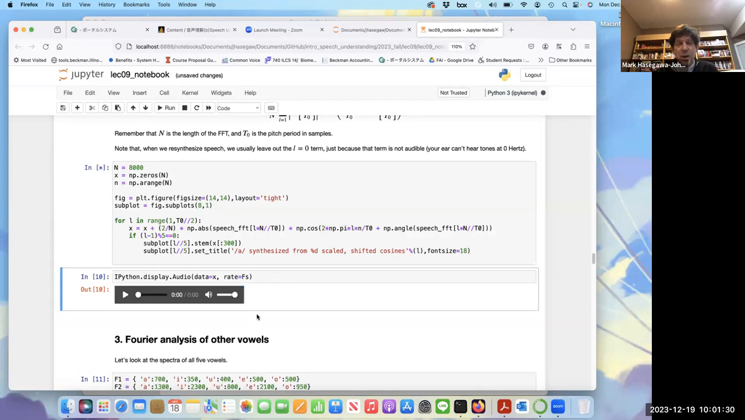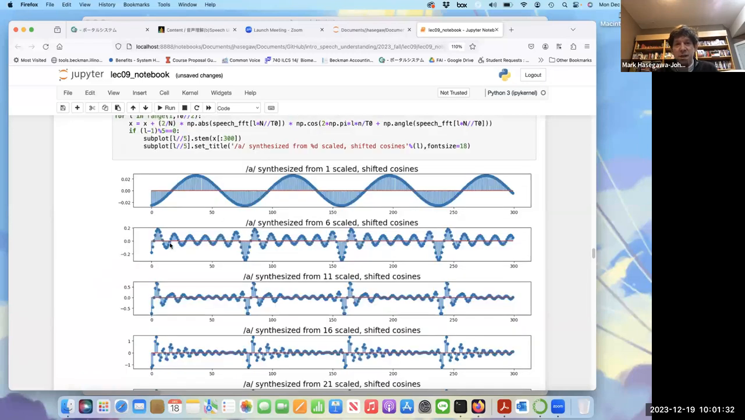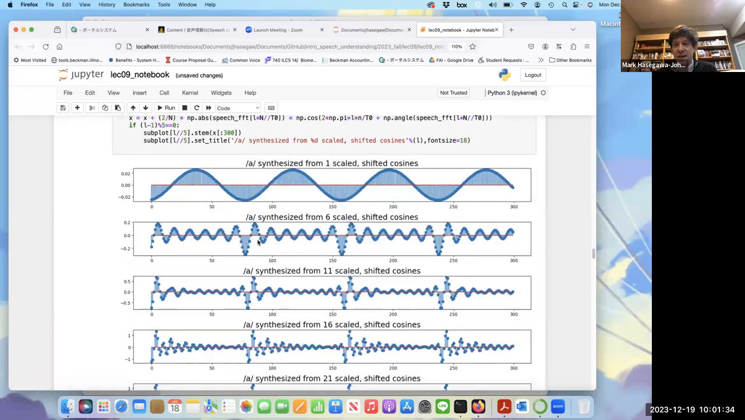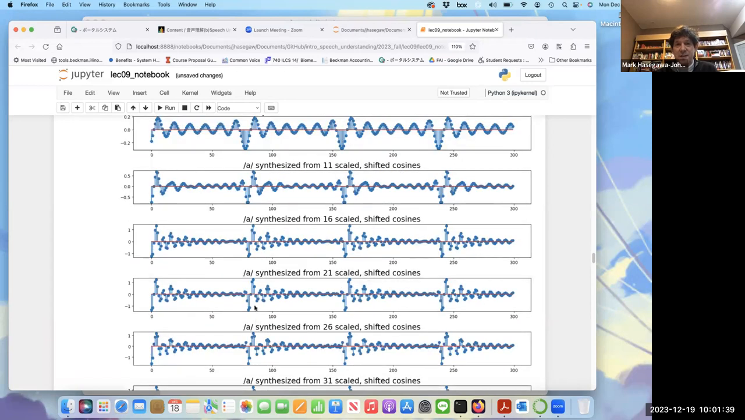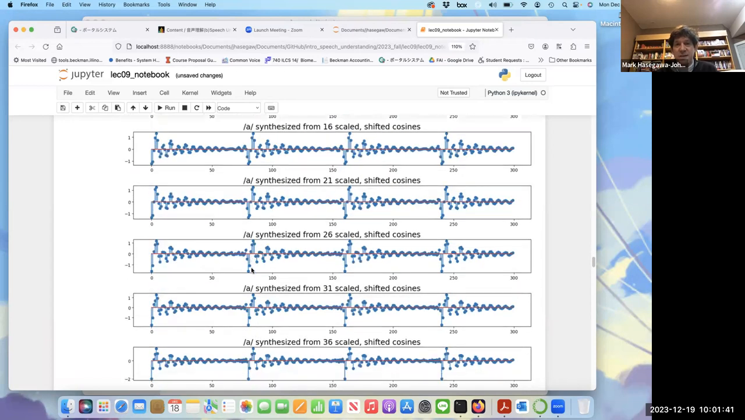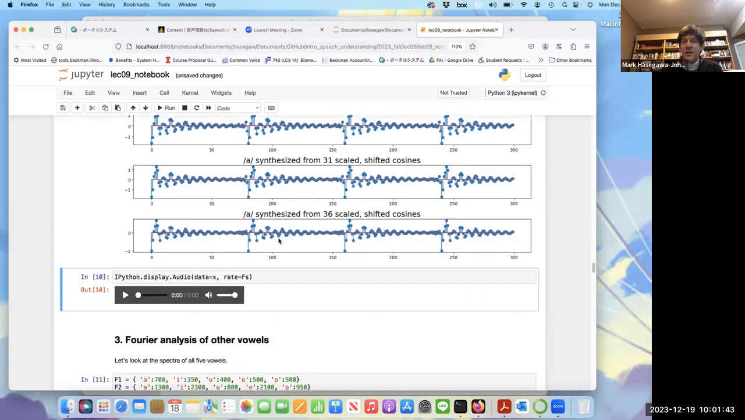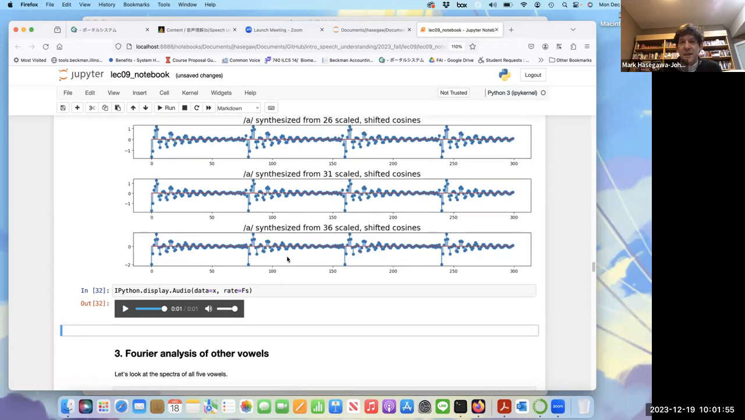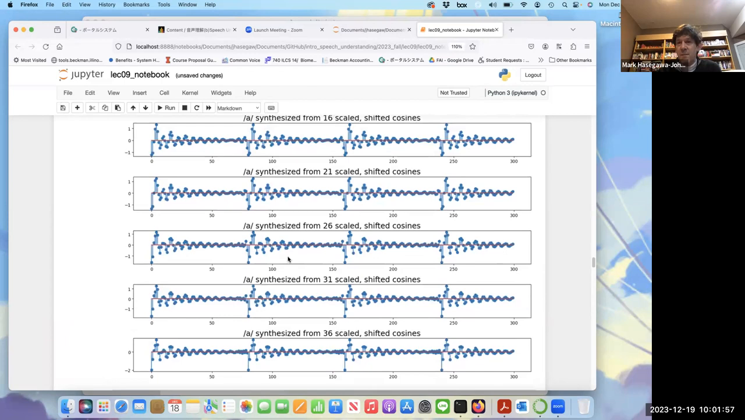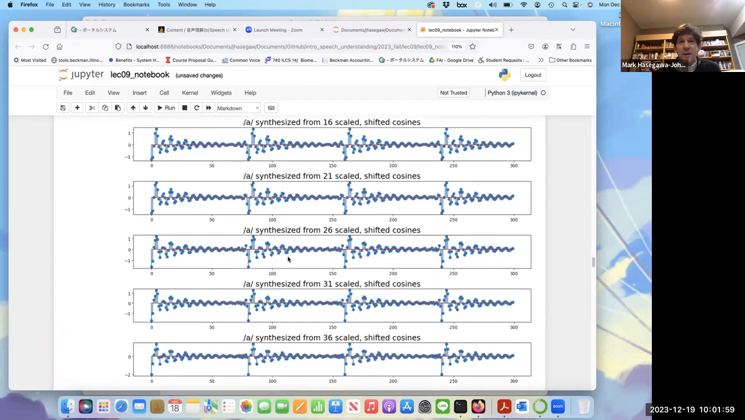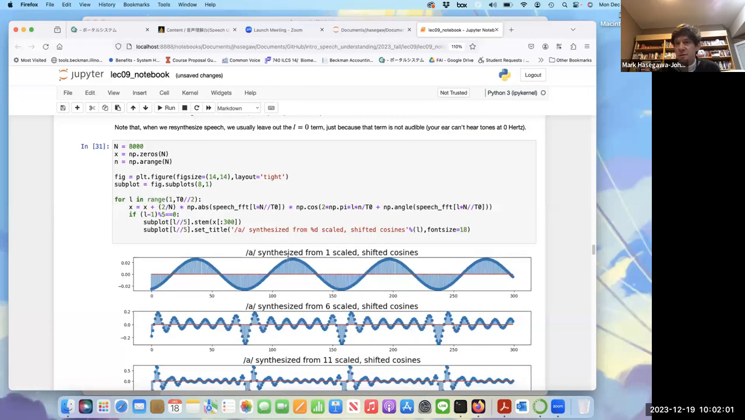As we add it together, you can see here's the first cosine, here's the first 6 cosines added together, here's the first 11, the first 16, the first 21, the first 26, and so on. When I add together enough of them, I get something that again sounds like the original vowel. So I get back the same synthetic speech waveform, not by playing it through the resonator, but by adding together those cosines.